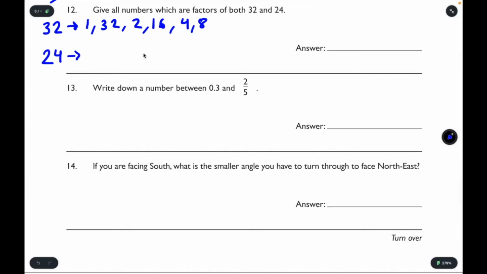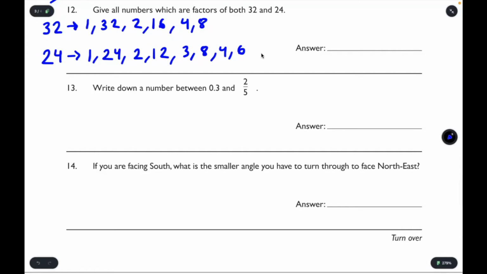Again, working our way up in pairs, we can say the factors of 24. We've got 1 and 24. We've got 2 and 12. This time you can divide this by 3, so you can have 3 and 8. You can have 4 and 6. And we've reached the middle, so there aren't any other factors here.